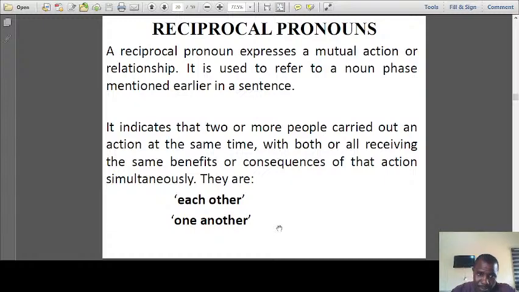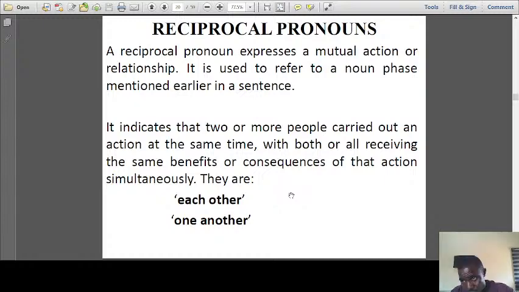But when the action involves more than two persons, that's three, four, five, we use "one another". So it would be wrong to say Uche and John fight one another.